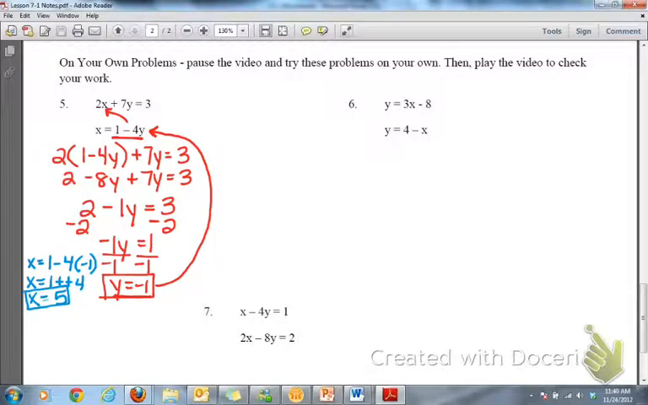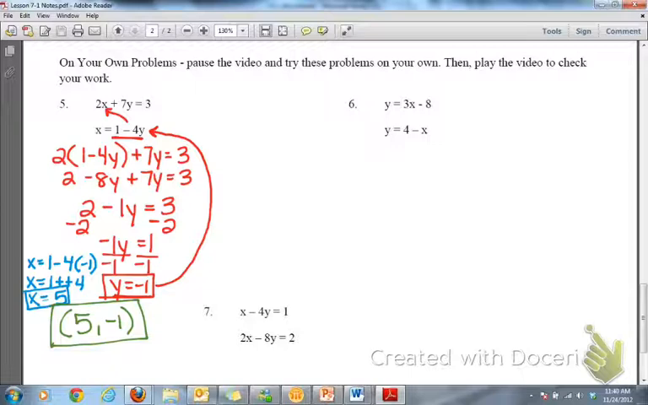And then your final step is to write that as an ordered pair, and that would be the solution 5 comma negative 1. So that's what you should have gotten for number 5. If you have any questions, please raise your hand and ask. Or if you're at home doing this, ask me tomorrow. At this time, if you haven't done number 6, pause the video, try number 6, and then come back and check it.